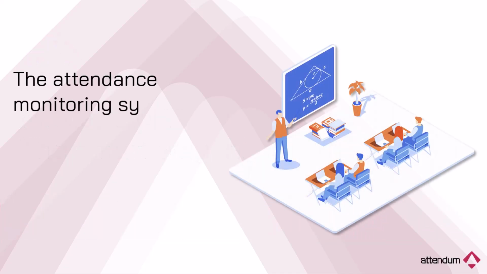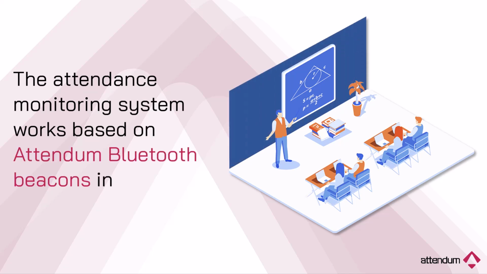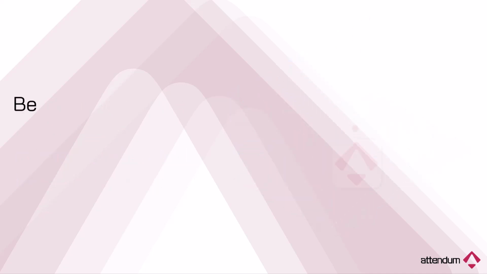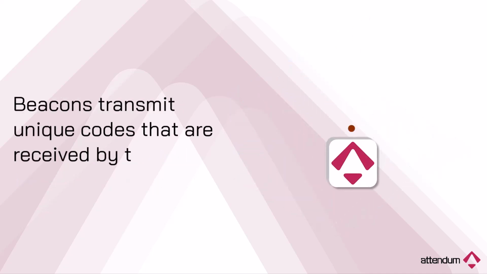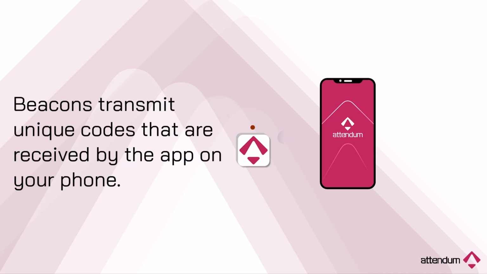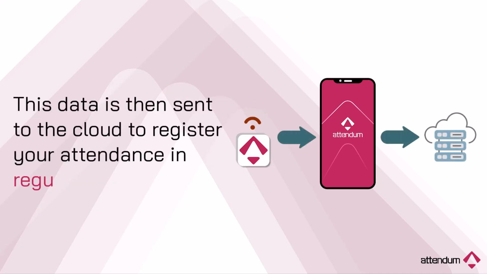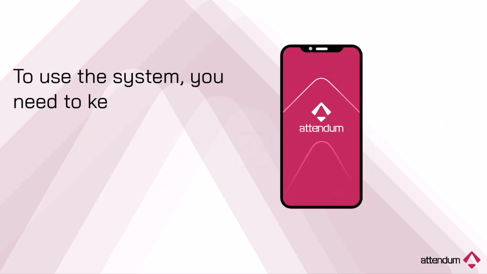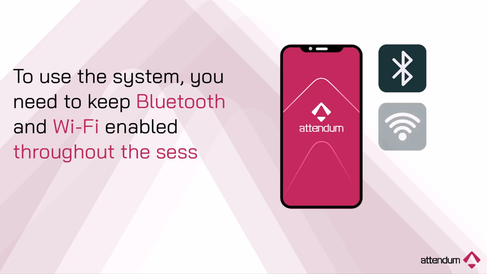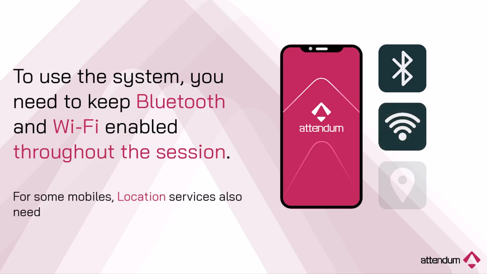The attendance monitoring system works based on Attendum Bluetooth beacons installed in classes. Beacons transmit unique codes that are received by the app on your phone. This data is then sent to the cloud to register your attendance in regular intervals. To use the system, you need to keep Bluetooth and Wi-Fi enabled throughout the session. For some mobiles, location services also need to be enabled.